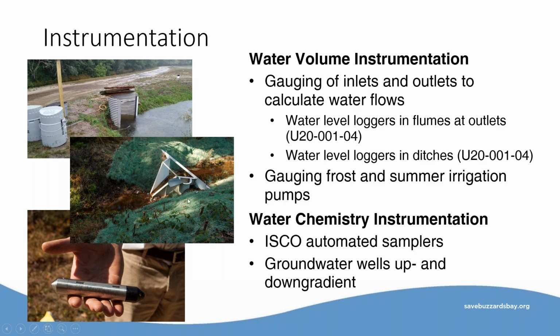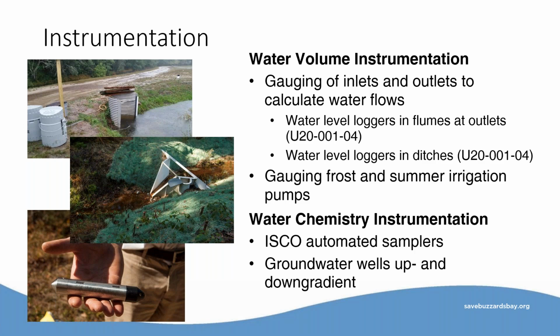And so the middle image on the right here shows a flume at the outlet of one of our sites where we had the water level logger that allowed us to calculate the flow coming through that flume. We also had water level loggers in the ditches, so we could compare the water level on the bog with the water coming out through the outlets. And then to understand how much water was being put on by frost and irrigation, the water pumps were gauged so that we could get that information.